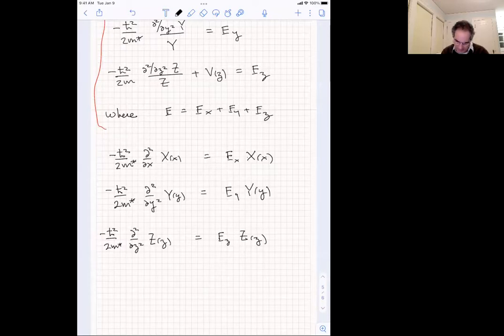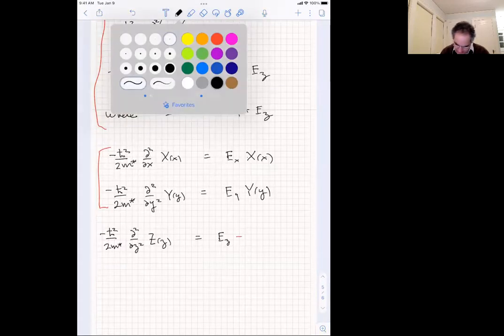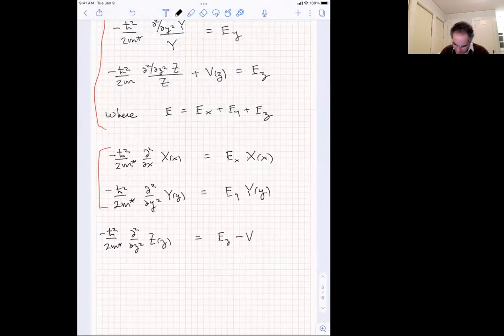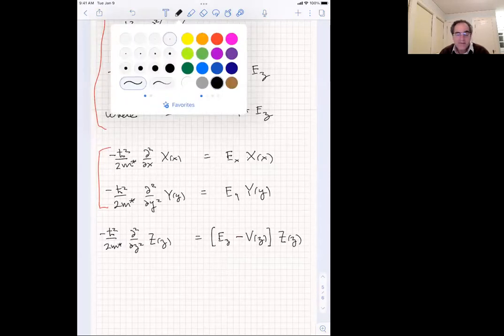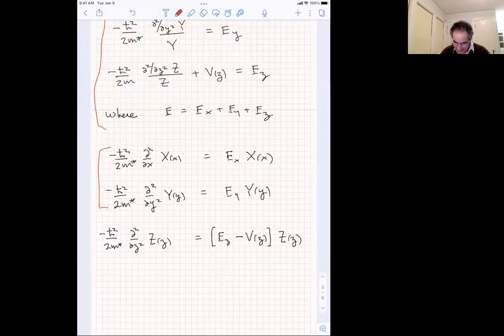Whew, there we are. Oh, I'm sorry, I left something out. How terrible. I left out the potential energy term for that equation. Okay, because we have a potential that depends on z. All right. Whew.